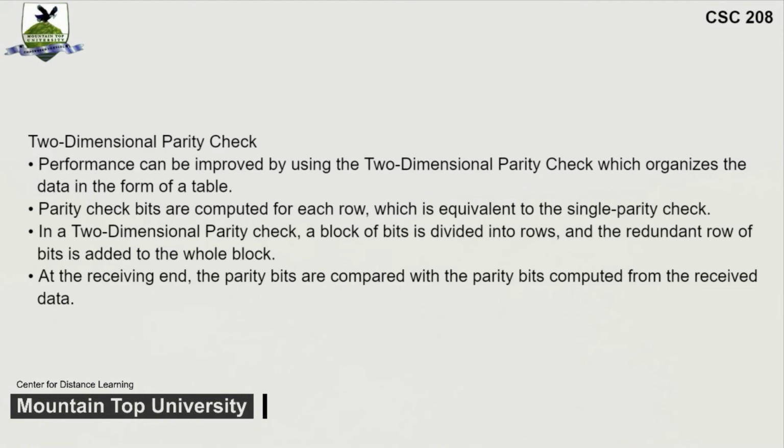Two-dimensional parity check. Performance can be improved by using the two-dimensional parity check, which organizes the data in the form of a table. Parity check bits are computed for each row, which is equivalent to the single parity check. In a two-dimensional parity check, a block of bits is divided into rows, and the redundant row of bits is added to the whole block. At the receiving end, the parity bits are compared with the parity bits computed from the received data.